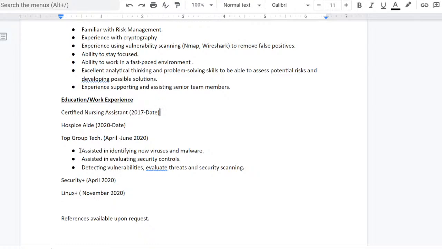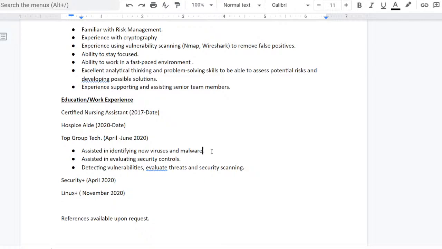And then under top group tech, it says assisted in identifying new viruses and malware. Okay. This is not, we don't know the impact. We don't know how many systems it was. How big was this company? This is not looking good.